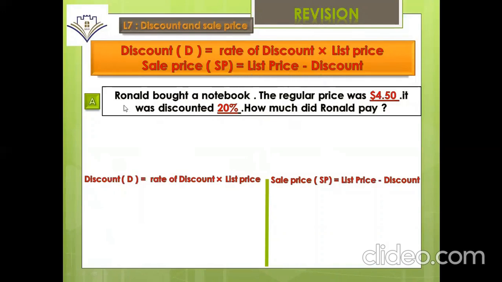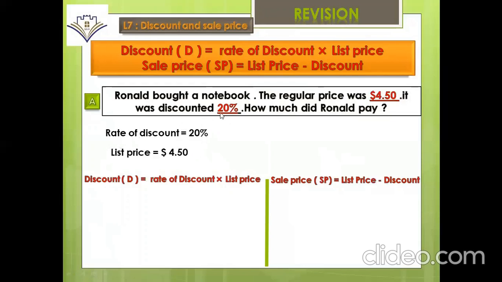Look at this question. Ronald bought a notebook. The regular price was $4.50. It was discounted 20%. How much did Ronald pay? We have here two numbers. What is this number? $4.50. Is it the discount? No. Is it a rate or list price? Yes, it's list price. And 20% refers to the rate of discount.